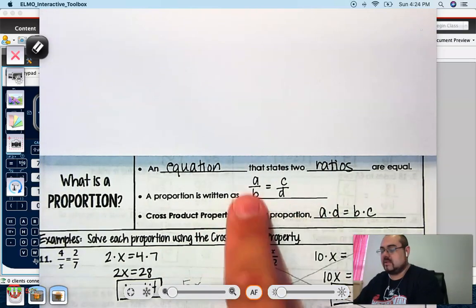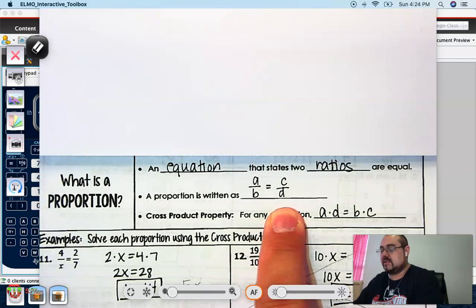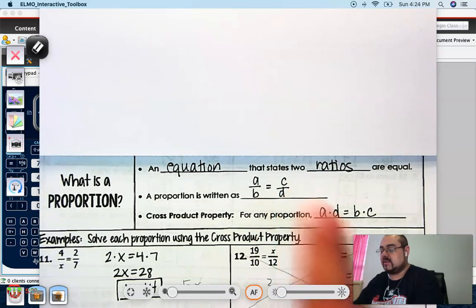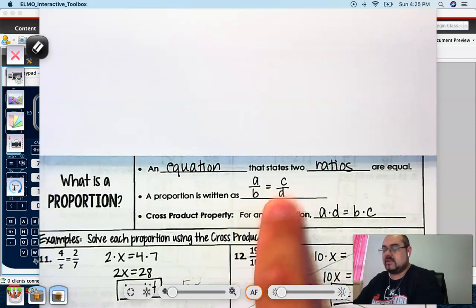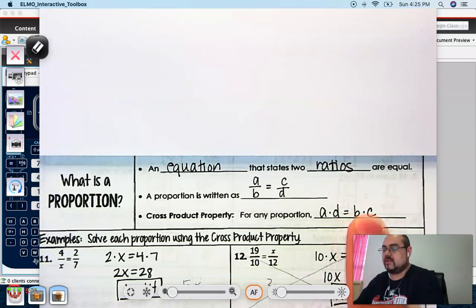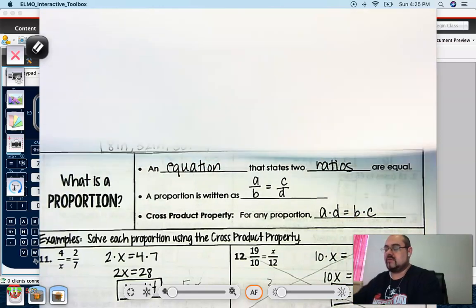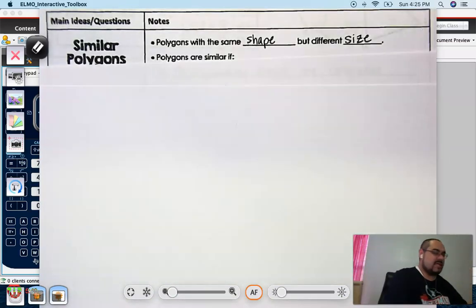A times D is equal to B times C. Okay, and that's all that means. If two things are proportional, that means that you can take the cross product and they'll be equal to each other. All right. So just a little bit of reminder, that's from our last lecture.